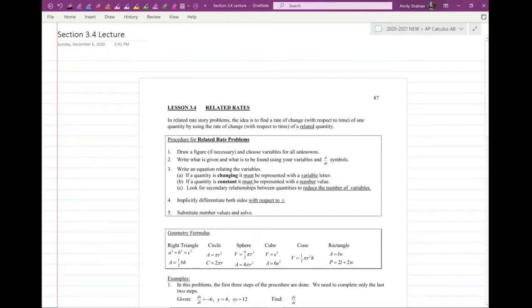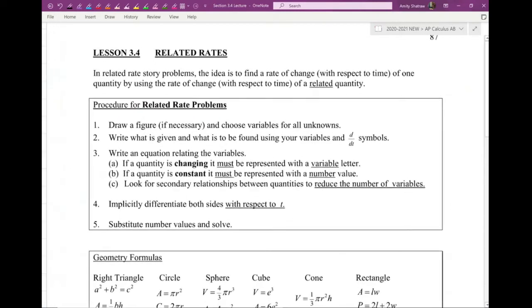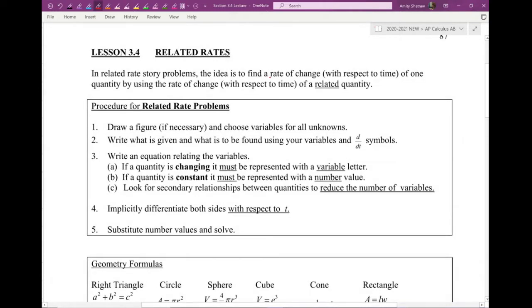Section 3.4, related rates. We have a procedure here, and it's very important that we try to remember what the procedure is when we are trying to find a rate of change with respect to time. We will be using implicit differentiation, so hopefully you've covered that first section and you've taken a look at the freestyle, because I really go into implicit differentiation in depth there.